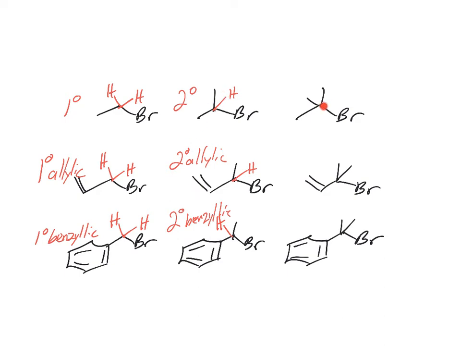Now tertiary, notice how the carbon attached to the leaving group has no hydrogens bonded to it. So these would all be tertiary. Tertiary allylic. Tertiary benzylic. Tertiary benzylic is going to be more stable than a secondary benzylic carbocation or a primary benzylic carbocation because this has 6 hyperconjugation buddies plus the benzene ring stabilizing it if it was forming a carbocation.